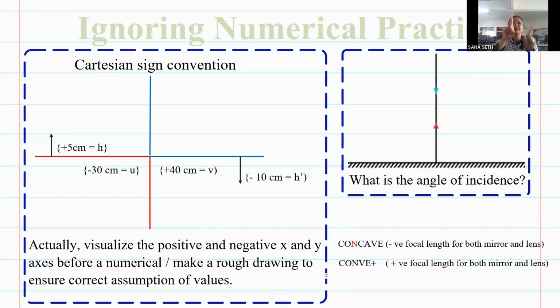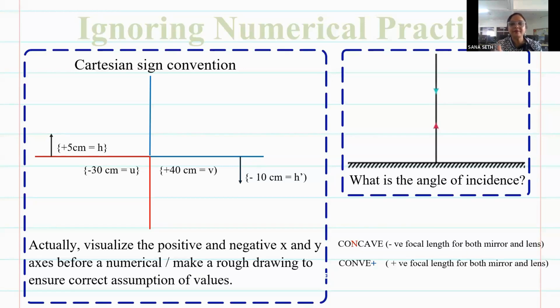This is the normal. This is the incident ray. Angle of incidence is this angle. So when the ray is exactly on the normal, angle of incidence is 0. It's a normally incident ray, it goes back along the normal. This is a very, very, very common mistake, and this is exactly why I put up this question. So your concepts need to be absolutely clear.